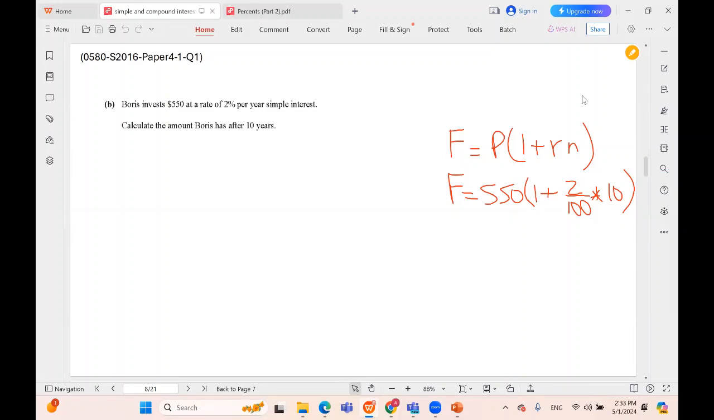This is all equal to 0.2. So we have 550 times 1 plus 0.2, which is 1.2. So we have 550 times 1.2, and this is equal to $660. So 660 is the final answer.